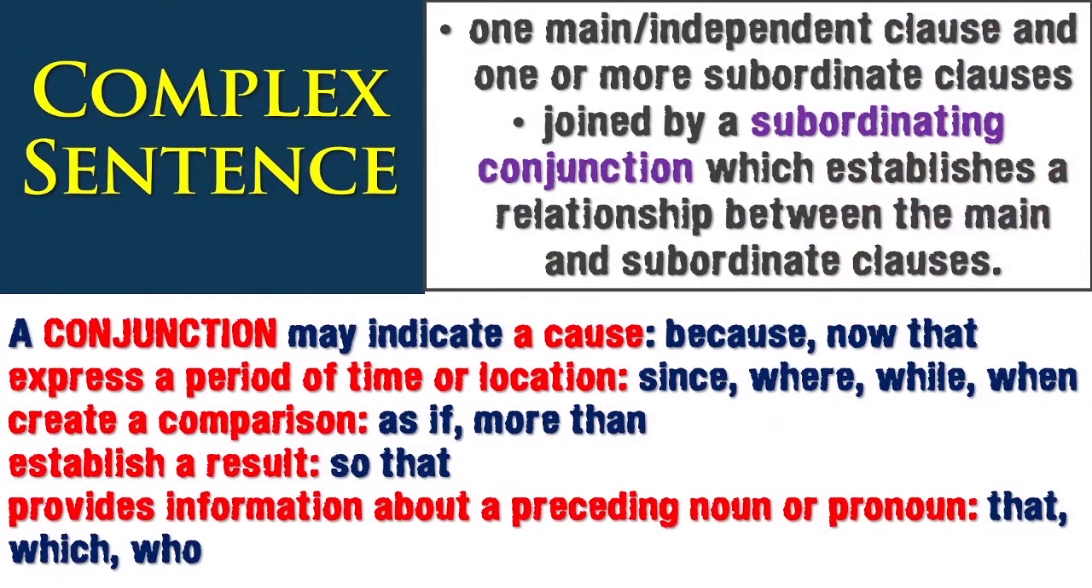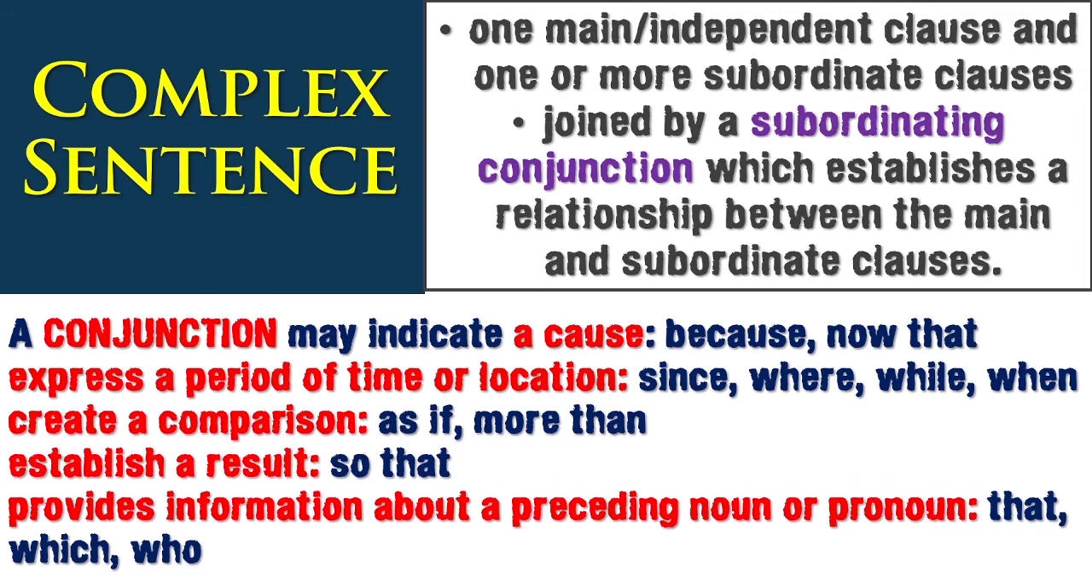Let's go on to look at a complex sentence. A complex sentence contains one independent clause and one or more subordinate clauses. It is usually joined by a subordinating conjunction which establishes a relationship between the main and the subordinate clauses. A conjunction may indicate a cause, for example, because, now that. A conjunction also may express a period of time or location. We have examples such as since, where, while, when, and so on and so forth.